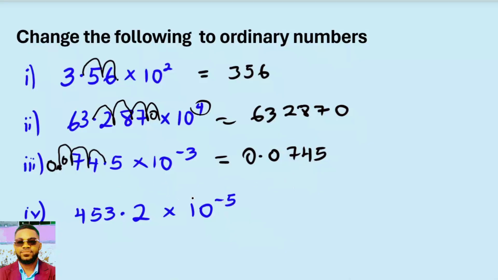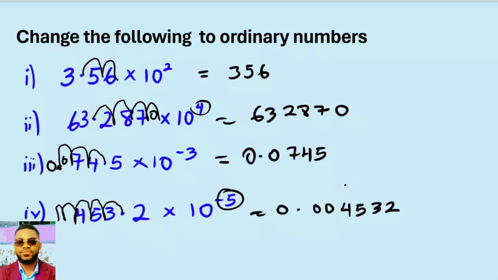Let's take this one too. We are going to move 5 times to the left. So let's move 1, 2, 3, 4, 5, and the point will be here. So remember to fill the empty space with 0. So we're going to get 0.004532. So that is it. These are the answers to the questions here.